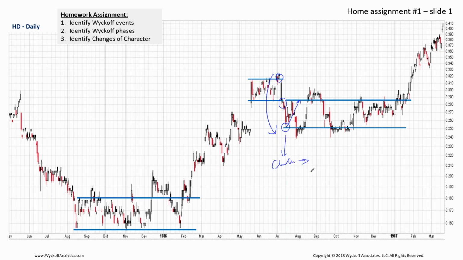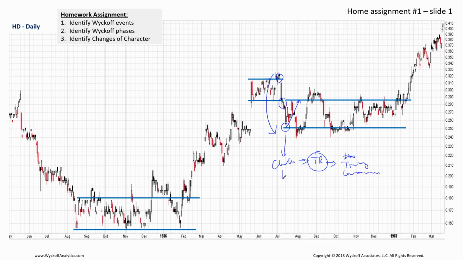At this point of time, a change of character would suggest that from a downtrend, we're going to go into a non-trending environment and we're going to look at the trading range. The questions that we're going to address for the trading range are bias, timing, character.